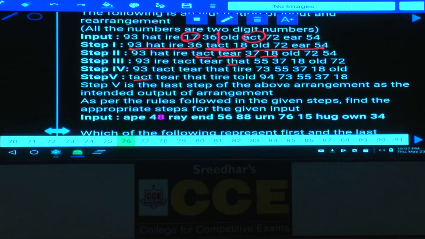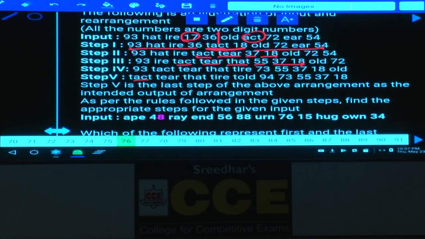Now to this word hat, T is added, it has become that. And these 2 words were shifted to the left hand side. Now the next number after 36 is 54. 54 plus 1 is 55. 55 is arranged at this place, and the remaining 2 were shifted to the right hand side.